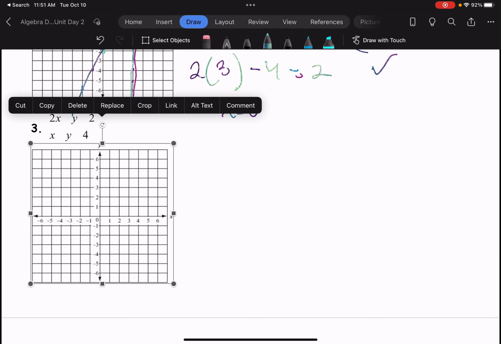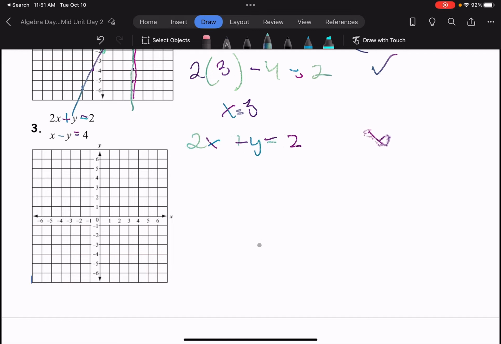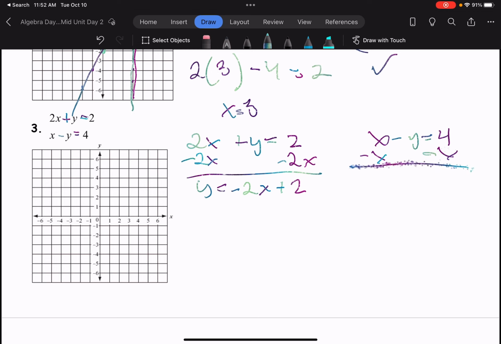Number 3 is 2x plus y equals 2, and x minus y equals 4. Neither of these are in slope-intercept form, so let's convert them. I want to solve for y, so I'm going to subtract 2x on both sides. We'll get y equals negative 2x plus 2. And then here, I'm going to subtract x on both sides, and we'll get negative y equals negative x plus 4. Multiply the whole thing by negative 1, and we get y equals x minus 4.